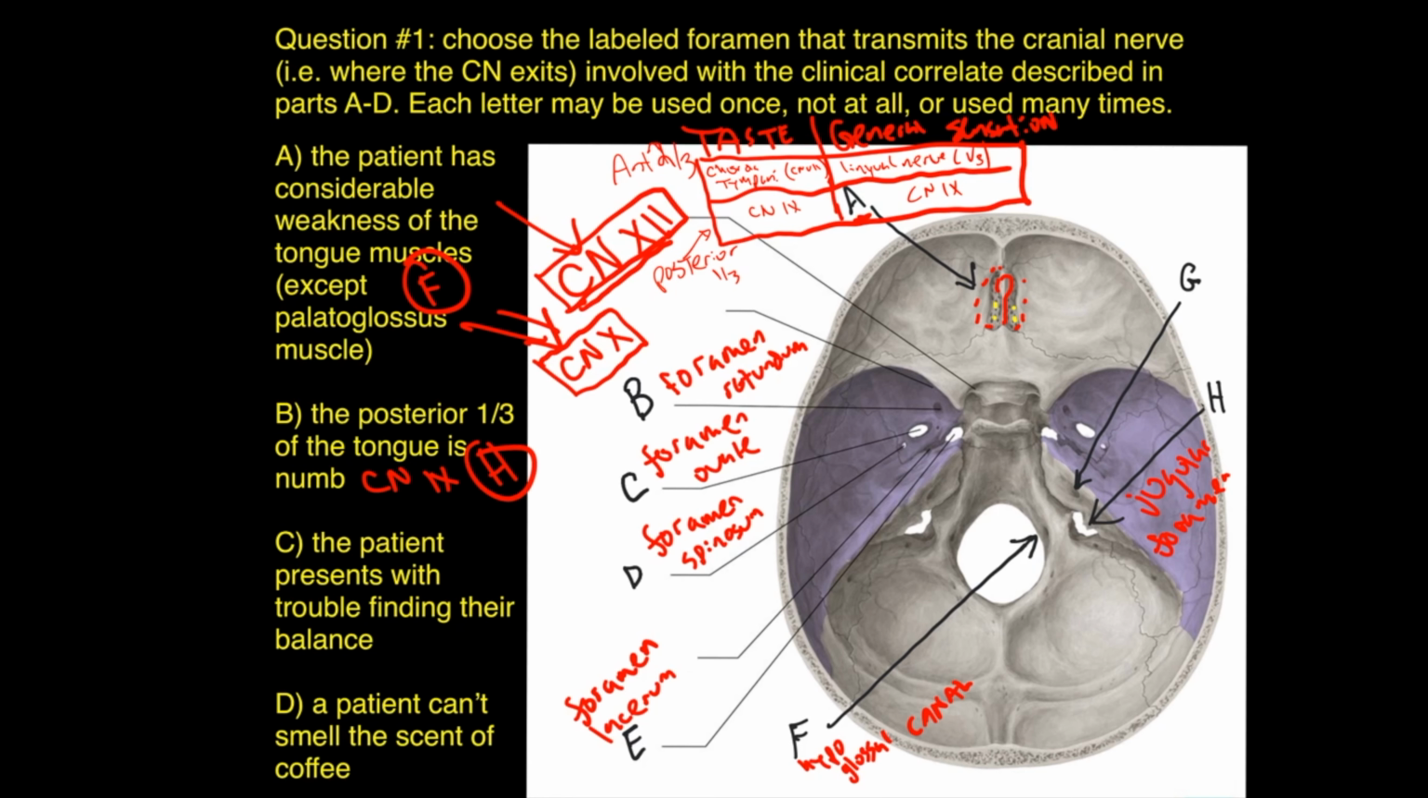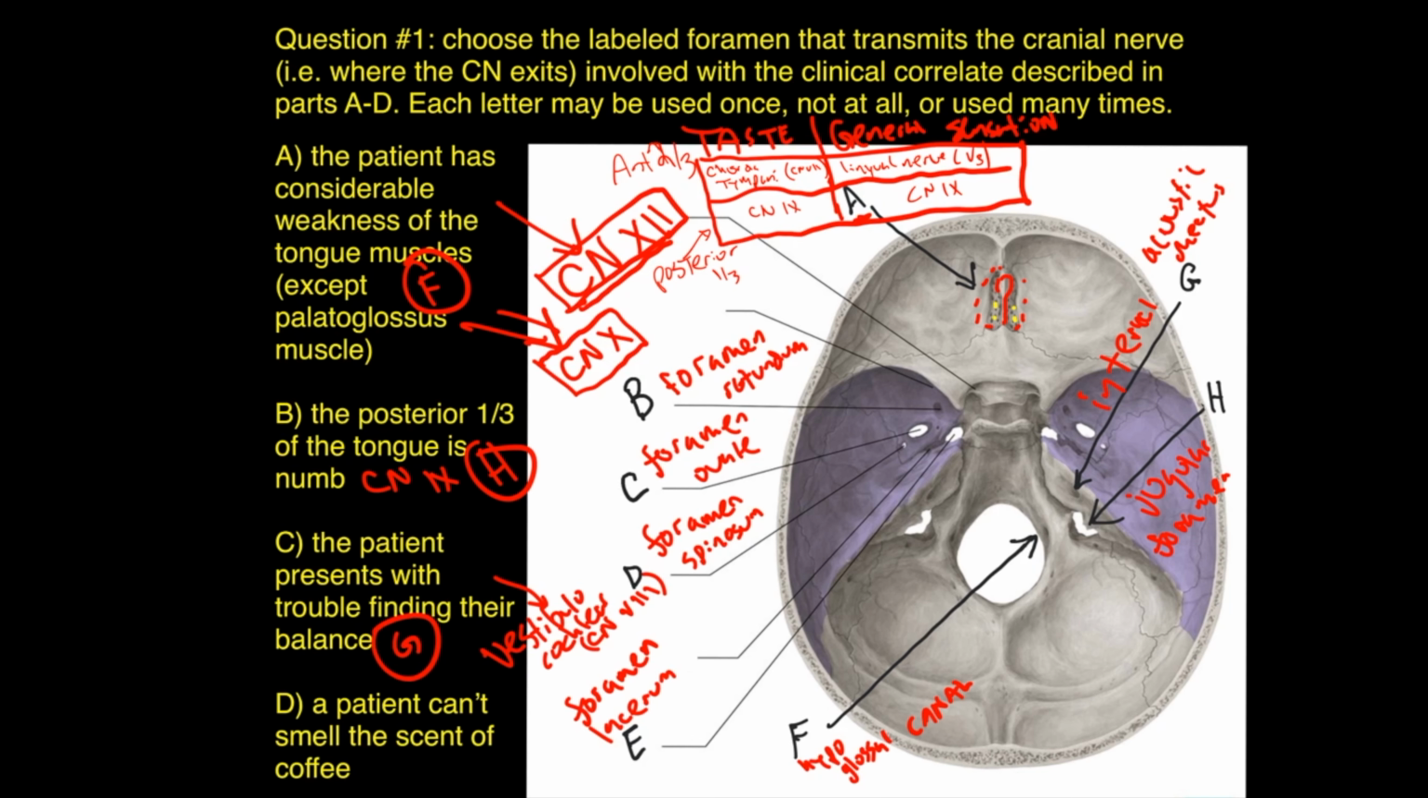Let's move on to part C. The patient presents with trouble finding their balance. So immediately, what are we thinking of? If we're thinking of balance, yeah, it's going to be that vestibulocochlear nerve, which is cranial nerve 8. So where does the vestibulocochlear nerve exit the cranial vault? What do you guys think? Yeah, it's going to be the internal acoustic meatus. So which letter is that? Well, we haven't quite hit it yet, so here is my internal acoustic meatus. So answer choice for C is G.